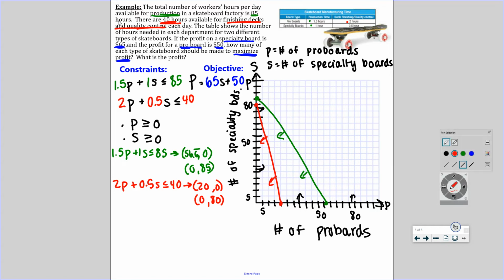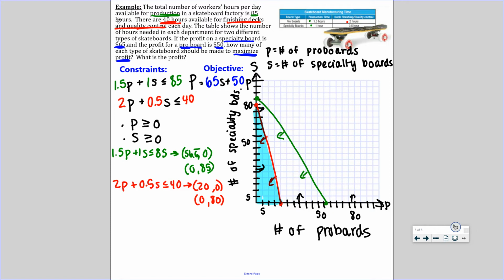So now I need to look where their shading overlaps, which is below both lines, yet above this axis and to the left of this axis. That's this triangle region right here. I would not shade anything to the right of the red line because that doesn't fit that constraint. Okay, everybody with me?